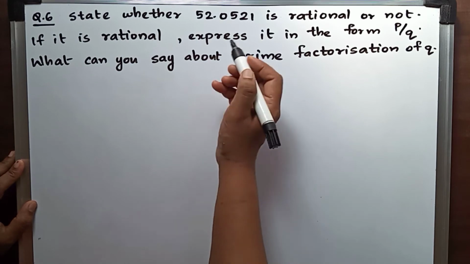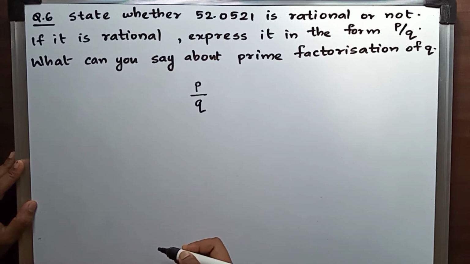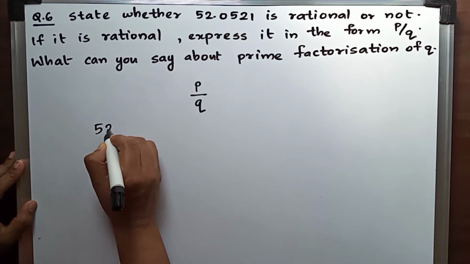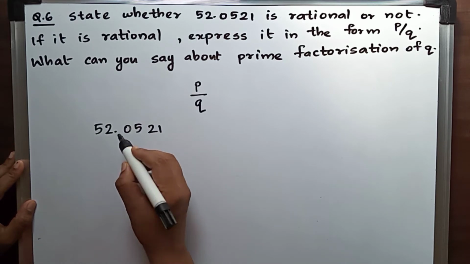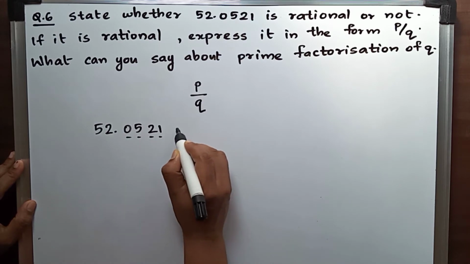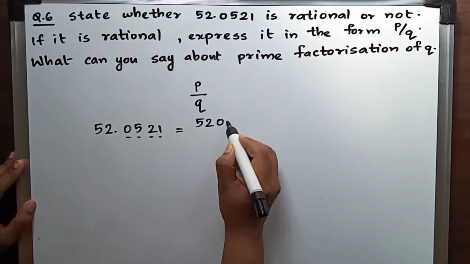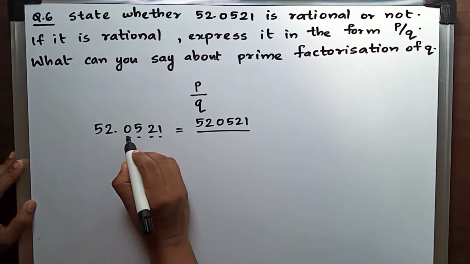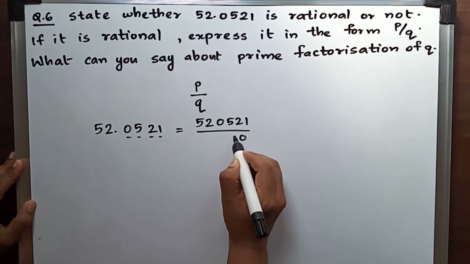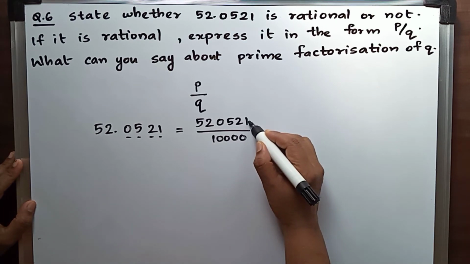Anyways, a rational number can be represented in the form of p by q, right? The given number is 52.0521. How many decimal places are there? 1, 2, 3, 4. So this can be represented as 520521 divided by how many? 4 decimal places means 4 zeros in the denominator. See, numerator and denominator are integers.